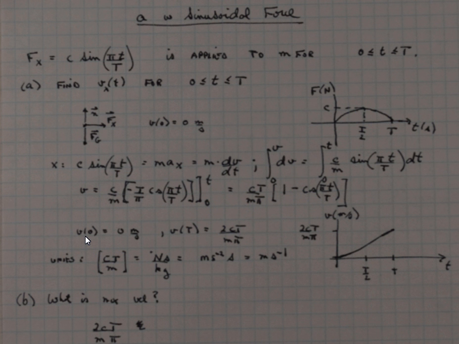And so you can see, if you look at this, that v at 0 is indeed equal to 0. If I put little t equal to 0 in the second term, I get 1 minus 1. And if I put little t equal to big T, I'm going to get the maximum velocity. Then cosine is cosine of pi, and I get 1 minus minus 1, which is 2. And therefore you have the plot of the velocity as a function of time, which goes from 0 to big T. It's going to be in the shape of a cosine, and it's going to max out at 2cT over m pi. That's going to be the maximum.